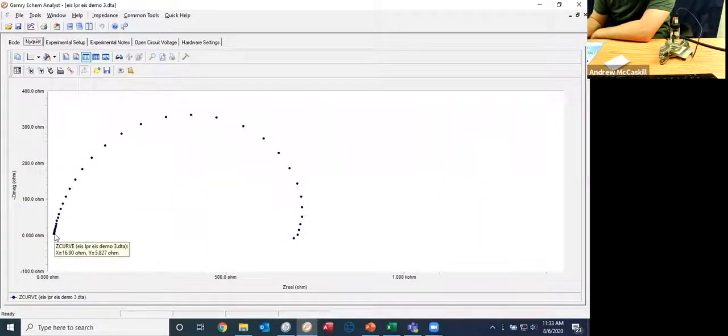The distance, I guess, in ohms, the diameter of this semicircle from this point, and as we come across to where it meets the x-axis again, the diameter of this, that's going to be your polarization resistance. That's going to be really close again to our value.